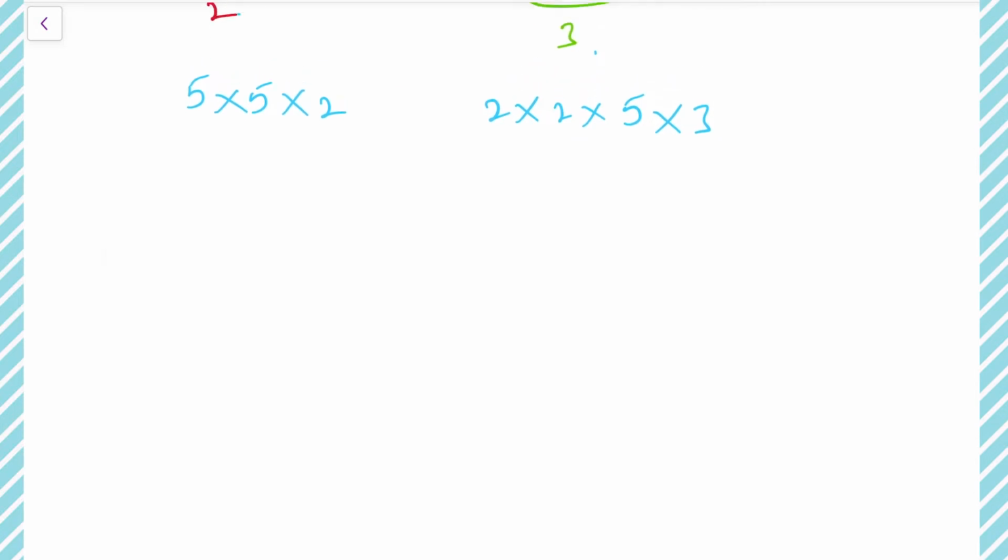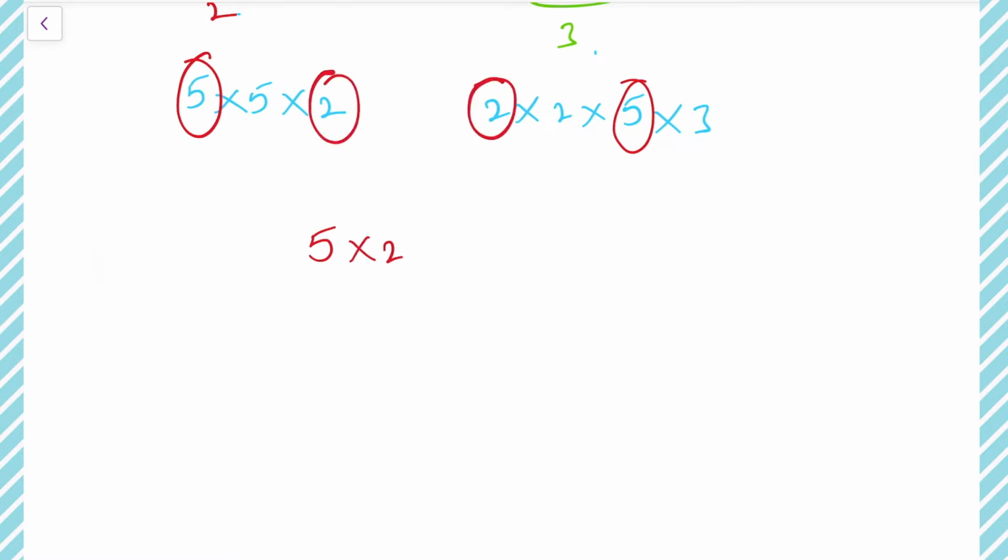First, from these two answers, check which numbers are common. Here 5 is there, here also 5 is there, so write 5 one time. Next, here 2 is there, here also 2 is there, so into 2. That's it. Except these 5 and 2, nothing else is common. If you write only the common numbers, that is considered the HCF. So 5 into 2 is 10. HCF of those two numbers is 10.